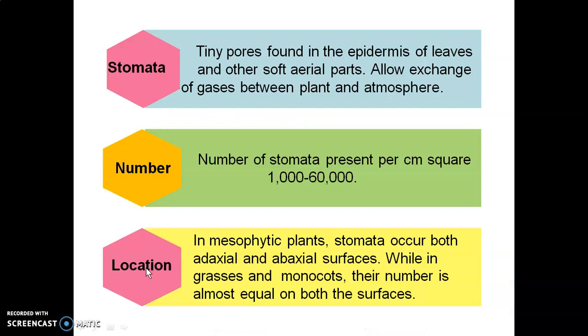Stomata. What are stomata? These are the tiny pores found in the epidermis of the leaves or other green soft aerial parts of the plant. These stomata allow the gaseous exchange between the plant and the atmosphere and are also responsible for the transpiration process. Stomata are present in thousands per square centimeter.